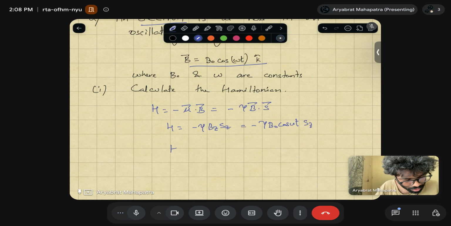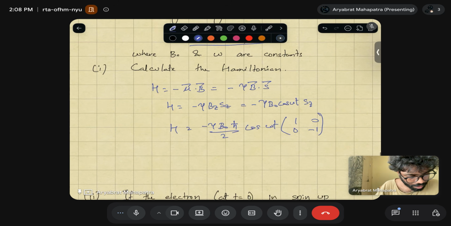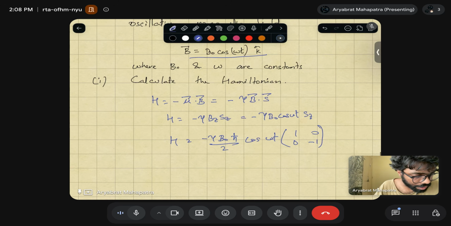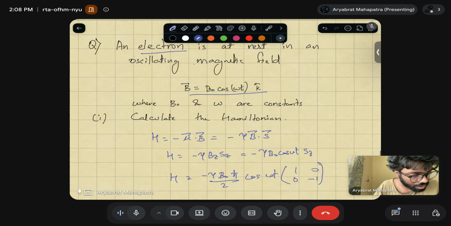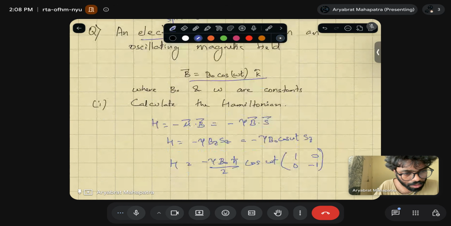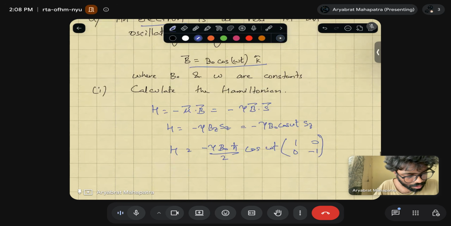So then in matrix form you can write it as 1 0 0 minus 1. Okay, so this is your Hamiltonian. The same way how we have been writing down the Hamiltonian. This is again another simple case, it's only one component, so you have only this Sz contributing a term in the Hamiltonian.